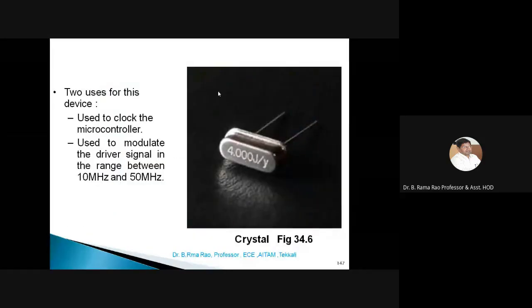Next class we'll solve some examples on all kinds of oscillators: RC phase shift oscillator, Wien bridge oscillator, Colpitts oscillator, Hartley oscillator, and crystal oscillator. We are going to solve some problems. For that, you have to remember the formula for the frequency of oscillation of each and every oscillator. Then only it is easy to solve the examples, the mathematical sums.